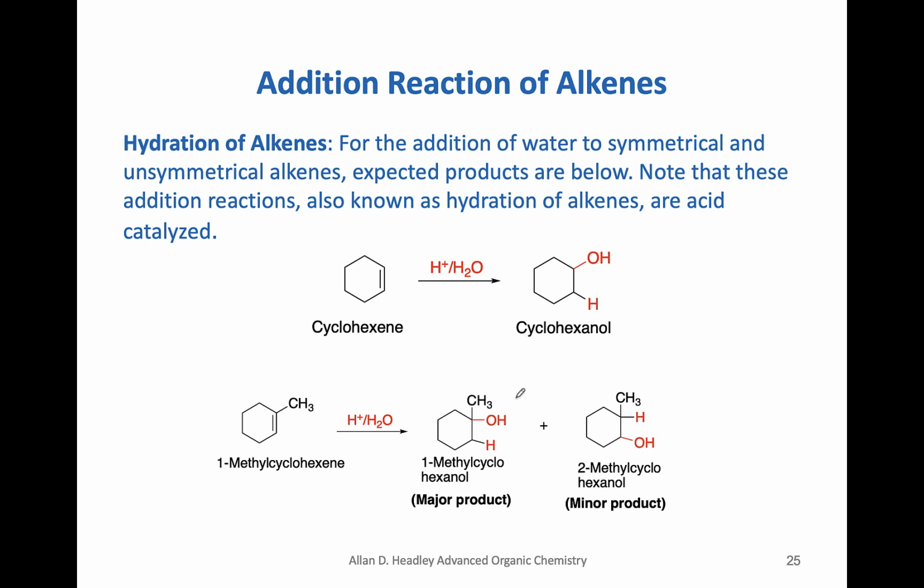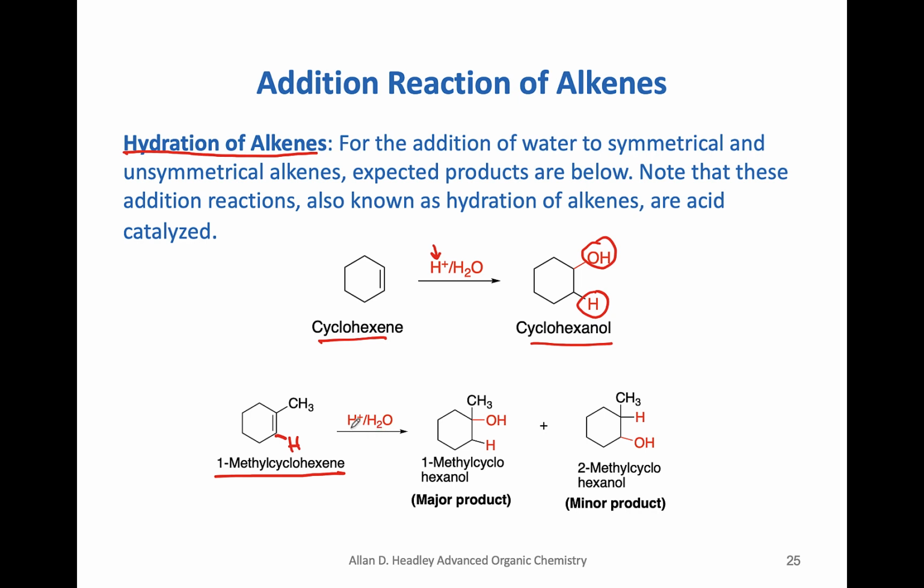Okay, let's look here at the addition of water. So the hydration of alkenes. As you can see here, water is a nucleophile, fairly unreactive, but in the presence of a catalyst such as H+, we can have the addition of water across that double bond. So we have a cyclohexene, cyclohexanol. But in this case, which is a methylcyclohexene, this double bond is not symmetrical because we have a methyl group here and we have a hydrogen here.